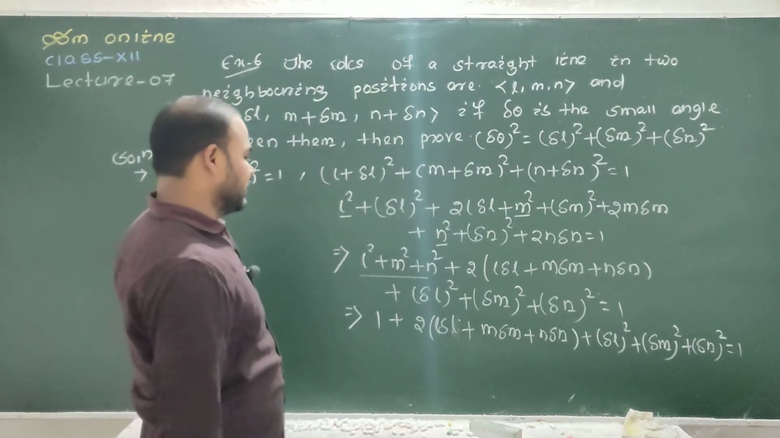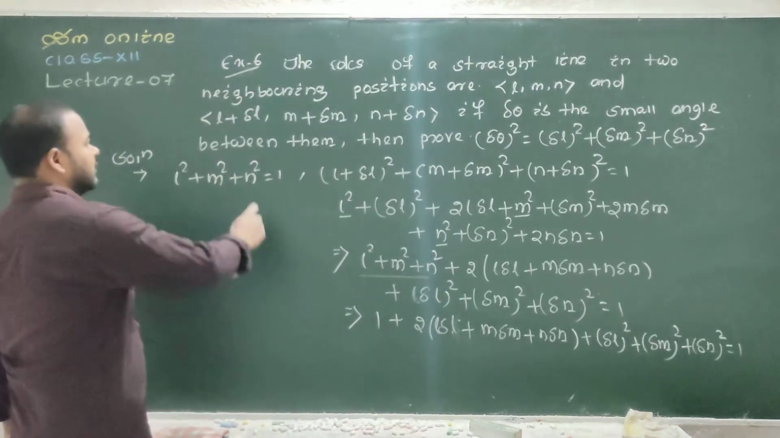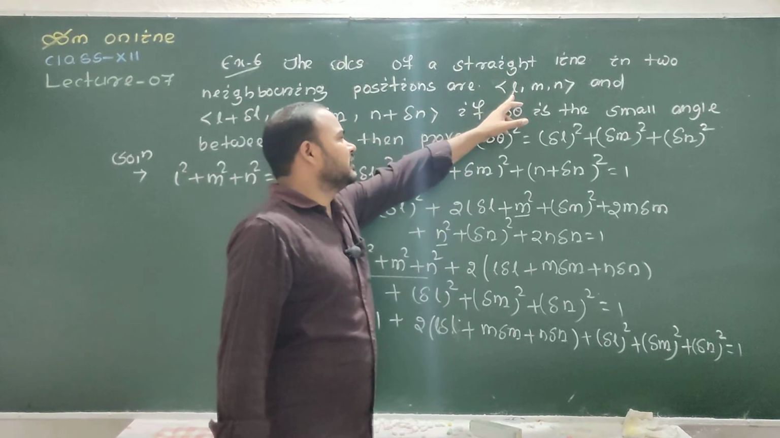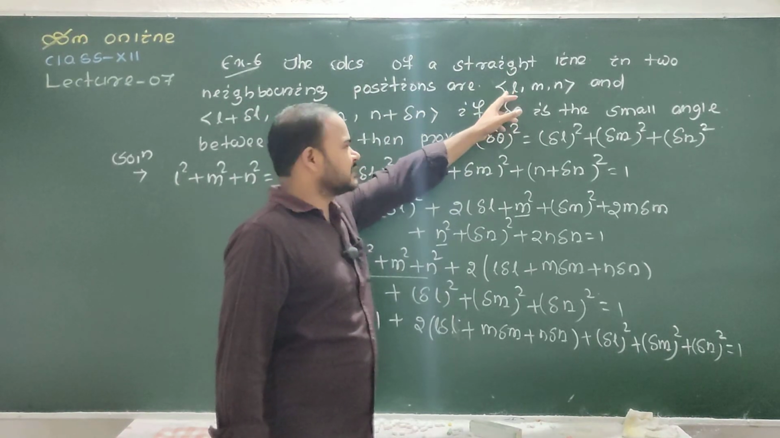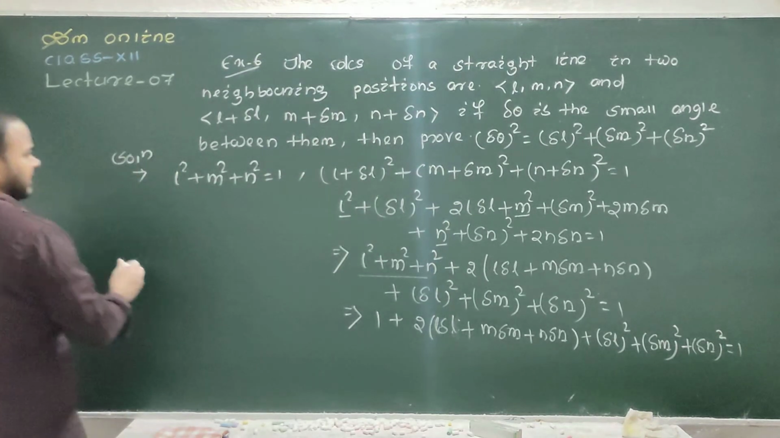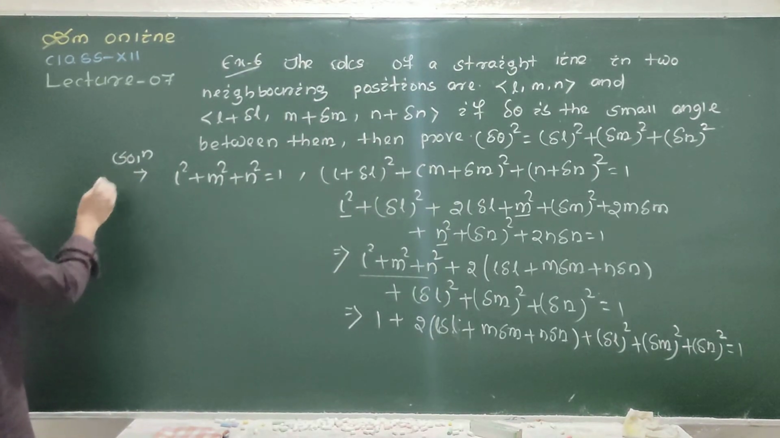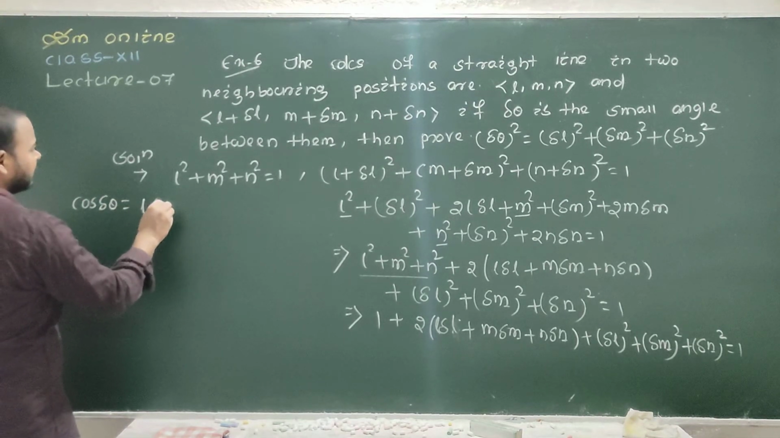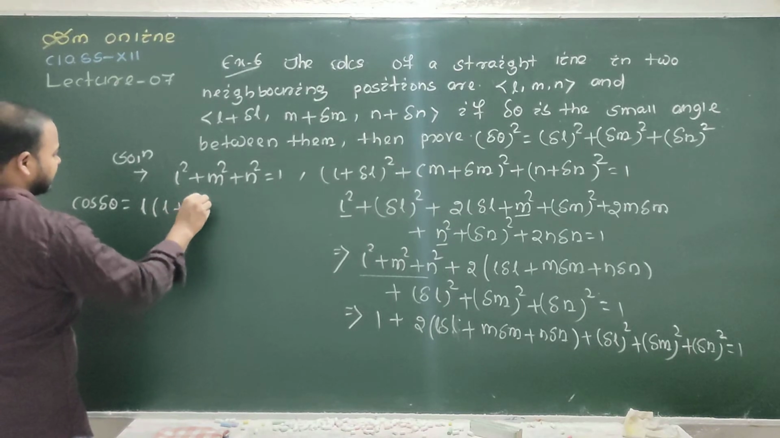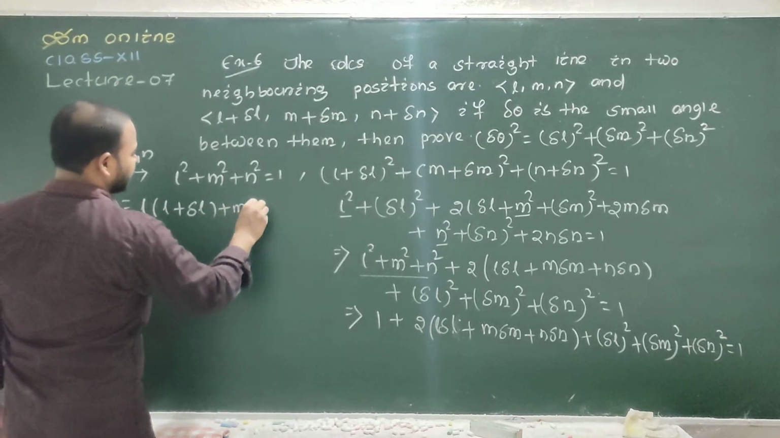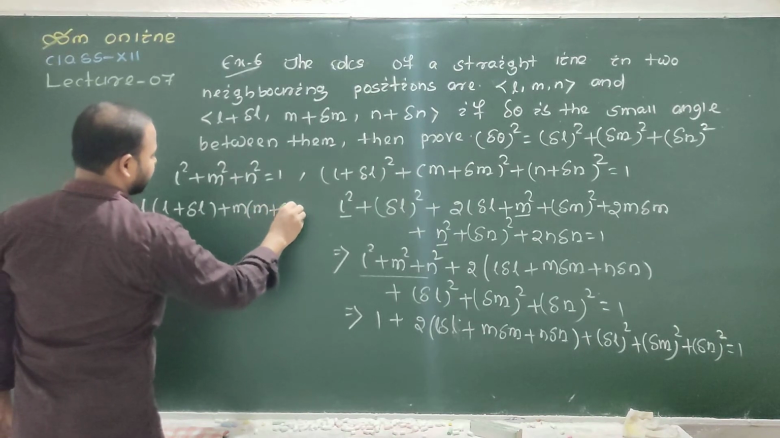Okay, so here del theta is the angle between this line having DCS and this line having DCS, this one. Okay, so this is cos del theta. Cos del theta equal to what? This is L into L plus del L plus M into M plus del M.